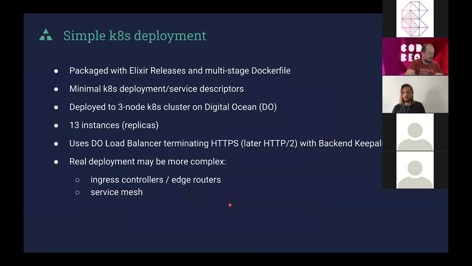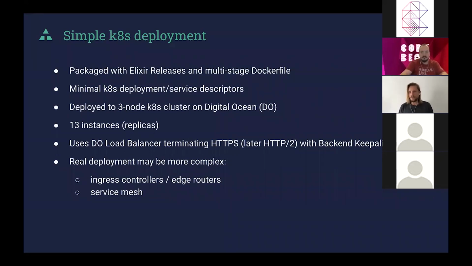Okay, and we're also going to go for a simple Kubernetes deployment. So I packaged the app with Elixir releases and a multi-stage Dockerfile. I created minimal Kubernetes deployment and service descriptors, which actually use a lot of defaults, and then deployed that to a 3-node Kubernetes cluster on DigitalOcean. The app has 13 instances, or replicas in Kubernetes lingo. And I'm using a DigitalOcean load balancer that will terminate HTTPS and later will go for H2.